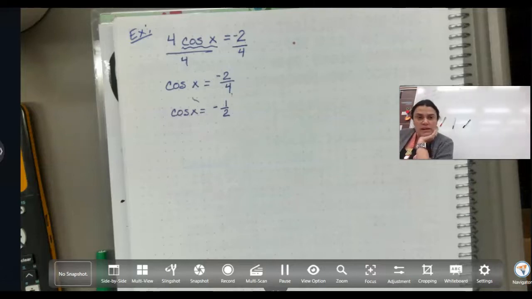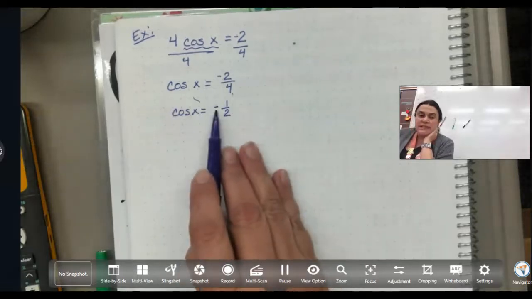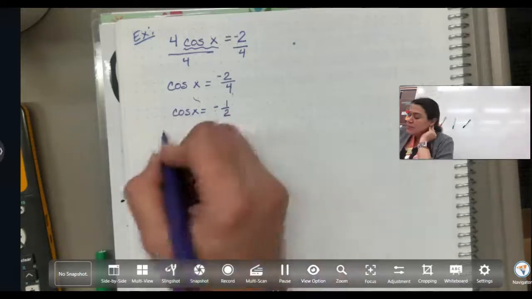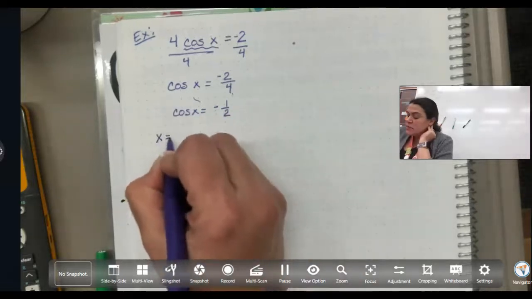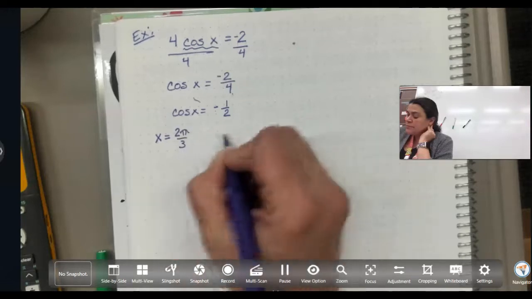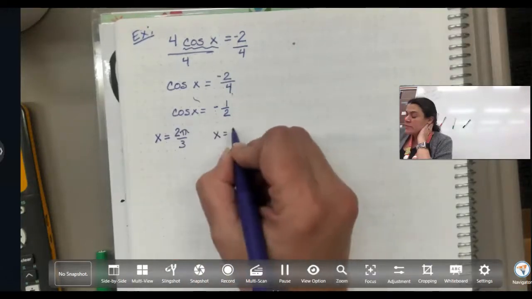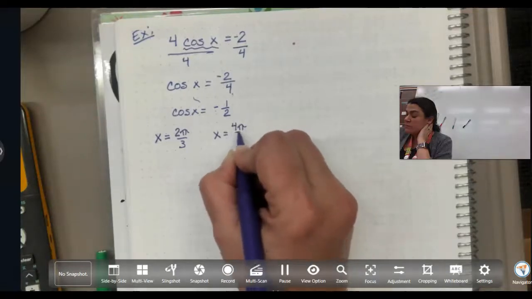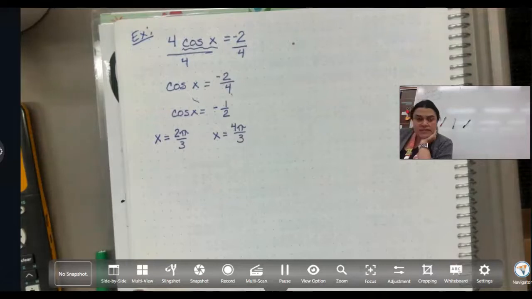Well, cosine is 1/2 at my green values, which is my pi over 3 values. Since it's negative, I'm going to be in quadrants 2 and 3. So I'm going to say x equals 2 pi over 3 and x equals 4 pi over 3. These are my exact values. These are my principal values. This is what happens automatically.